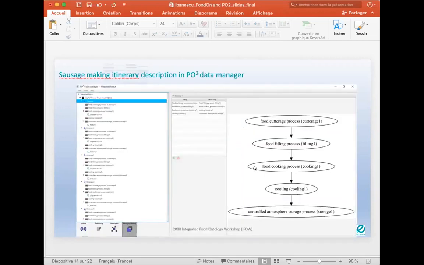Let's see how this itinerary looks once it has been represented in PO2 Manager. The five steps of the sausage making itinerary are displayed on the right. And this is the first itinerary in the list of stored itineraries.